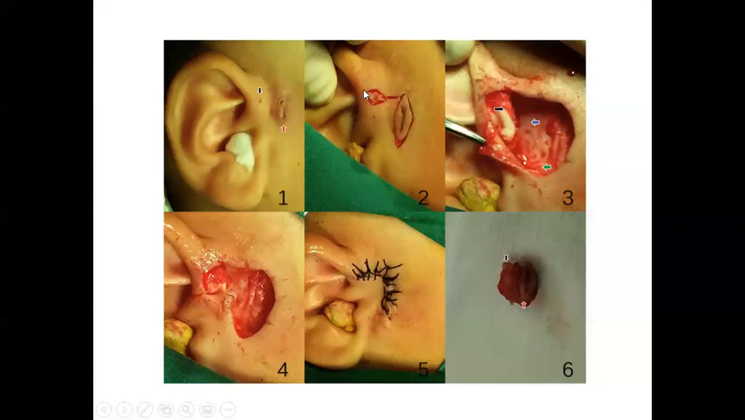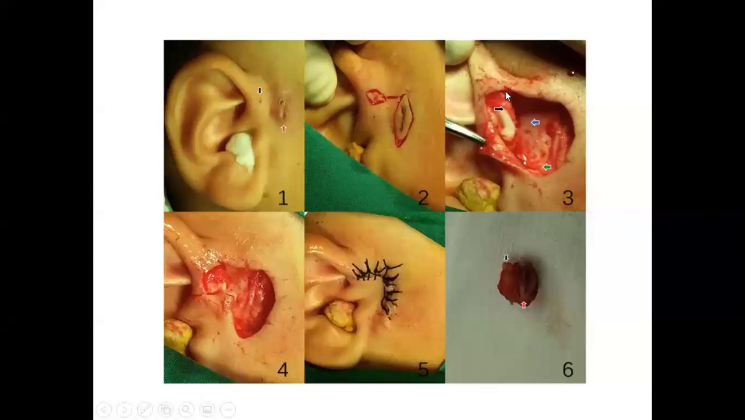Now we will open these two areas, and we can see that there is a tract in between. This was the portion of the infection. Can you see the redness? Because this was the portion of the infection.